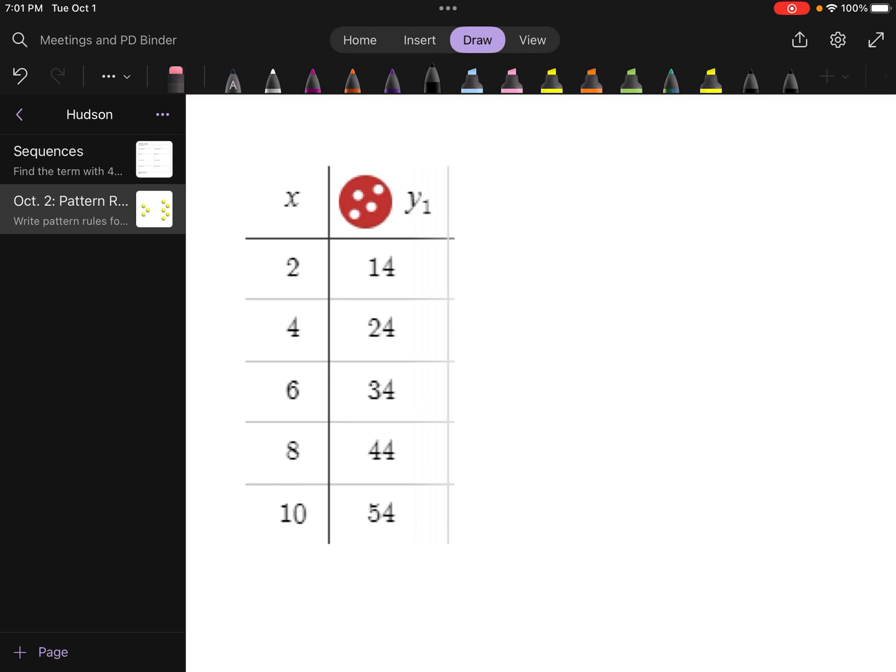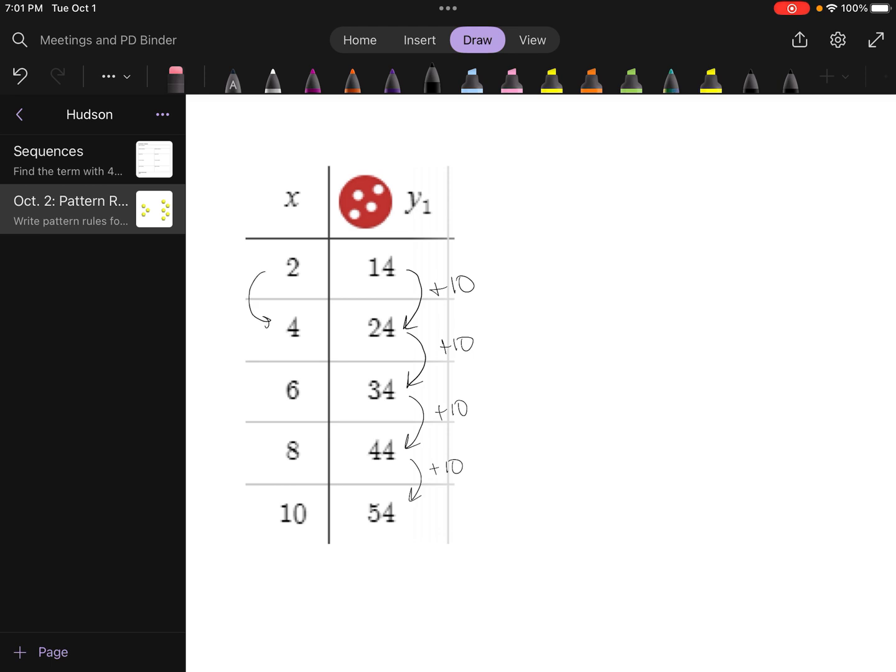Okay, so in this case, I start to notice to go from 14 to 24, I'm going to add 10. And to go from 24 to 34, I'm going to add 10. And from 34 to 44, I'm going to add 10. 44 to 54, I'm going to add 10. So I notice that the right side of my column is all going up by 10 each time.